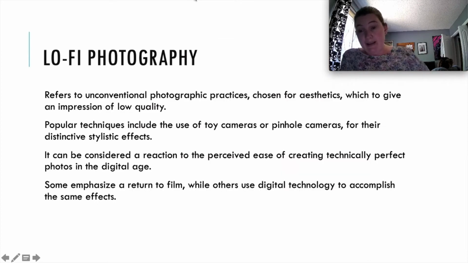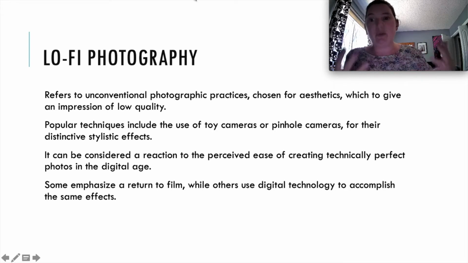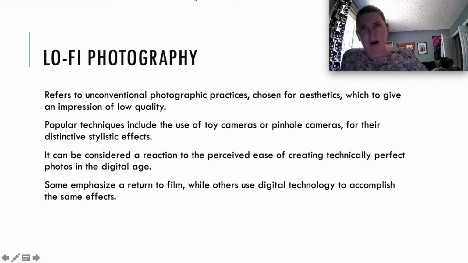Lo-fi is something I've been playing around with myself. I do love lo-fi, which is basically an aesthetic way of doing photos. It gives the impression of a low quality photo. We used to have these really bad photos, like Polaroid cameras, or cameras that had issues with light leaking in. That kind of ruins the photos, but now it's done as an aesthetic quality. Sometimes you get overlapping images, and it's this idea of returning to film and these aspects of film without being actual film photos, which is kind of ironic, I guess, in a way.